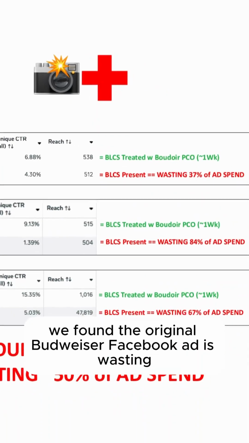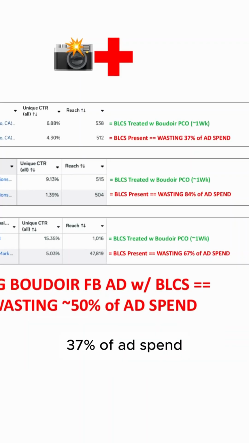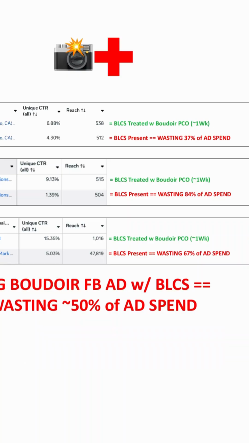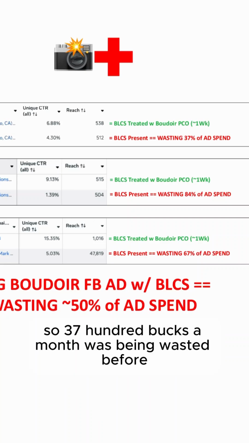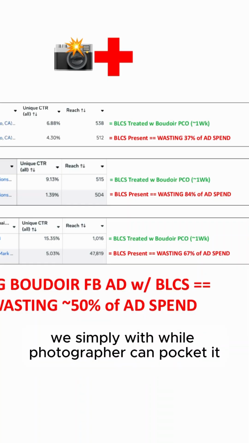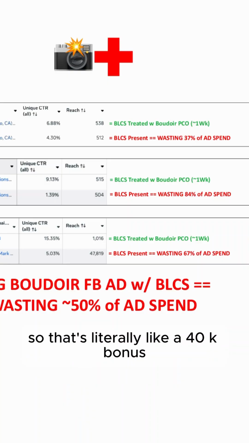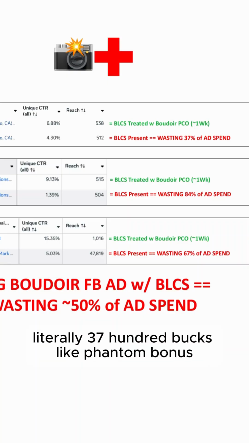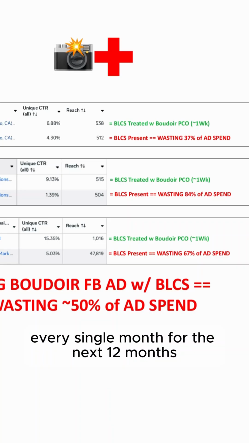So we found the original Boudoir Facebook ad is wasting 37% of ad spend, which means if the original was spending 10 grand a month, now the Boudoir photographer only needs to spend $6,300 a month on the Boudoir Pico treated ad, and they will get the same number. They're adding to the same number of women's brains each month. So $3,700 a month was being wasted before. Now we don't even spend it. The Boudoir photographer can pocket it. So that's literally like a 40K bonus over the next 12 months. Literally $3,700 like a phantom bonus every single month.